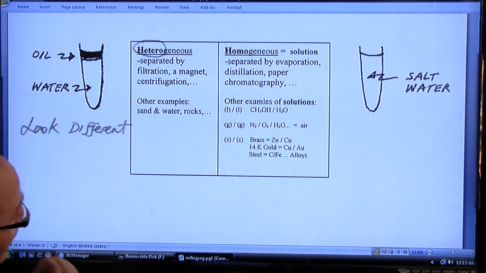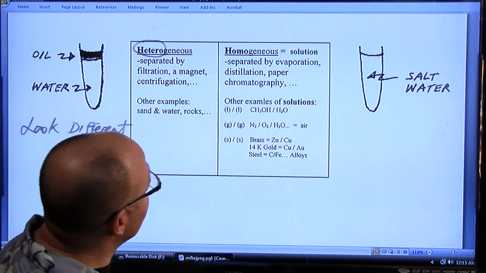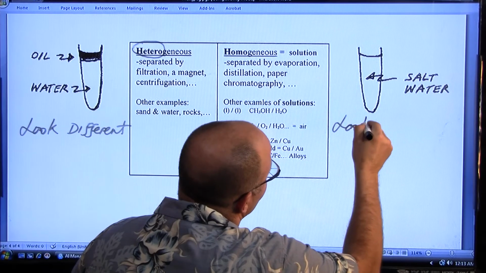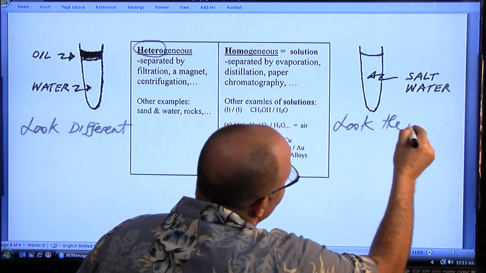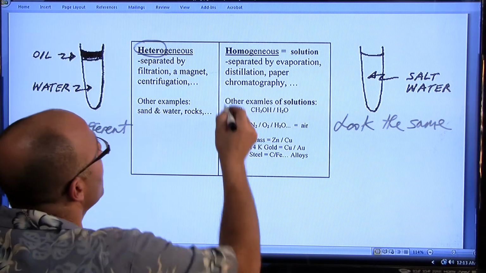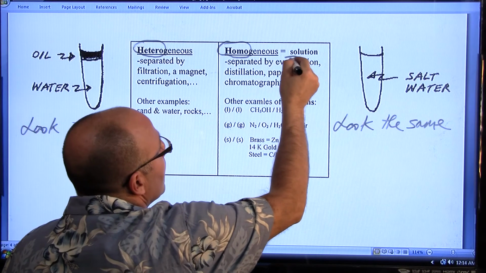On the other hand, if we take salt and water, because the salt dissolves in the water, they look the same. They look like one. Since they look the same, we would say salt water is a homogeneous mixture. Or in one word, a solution.